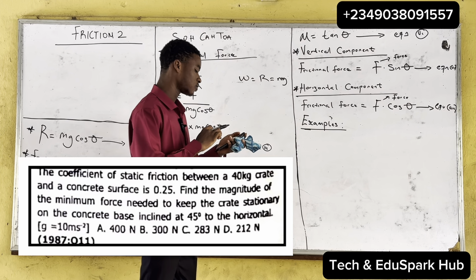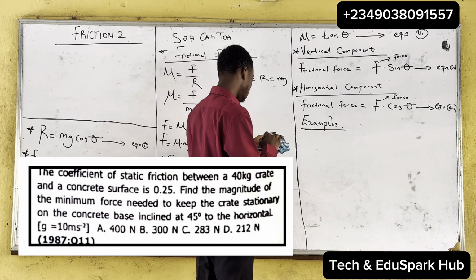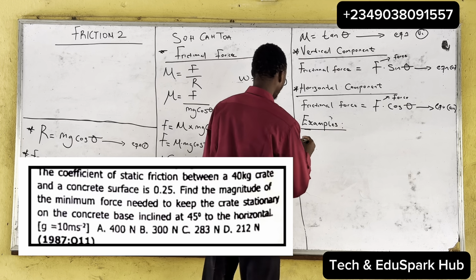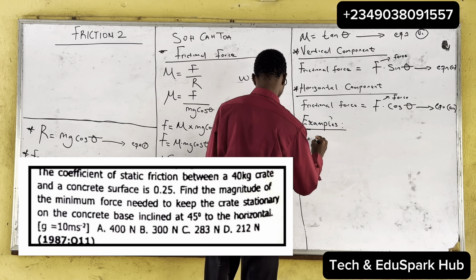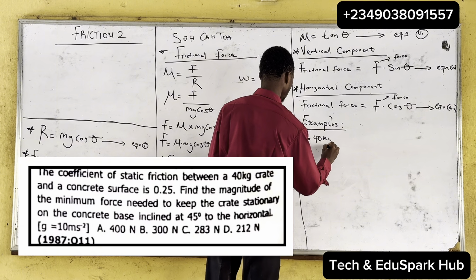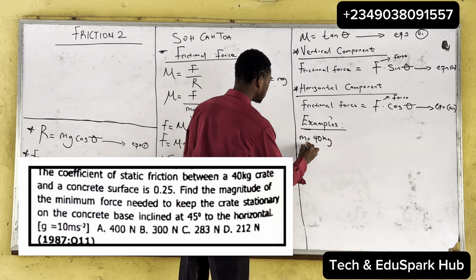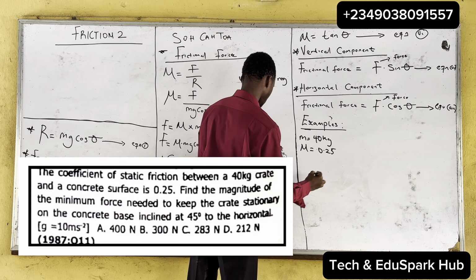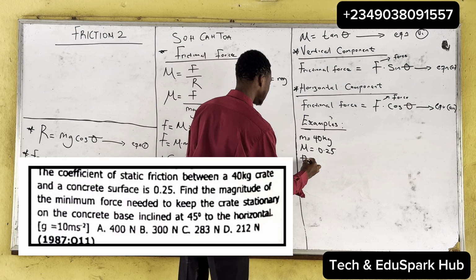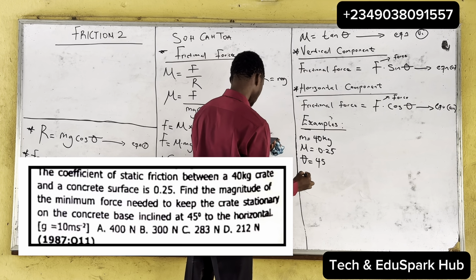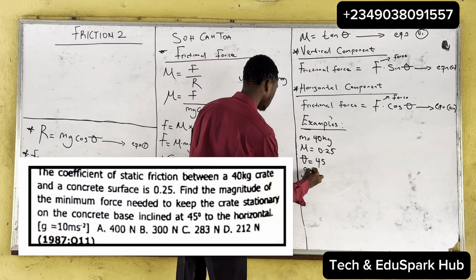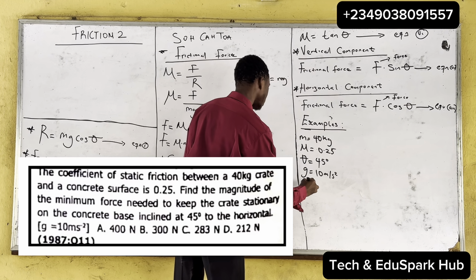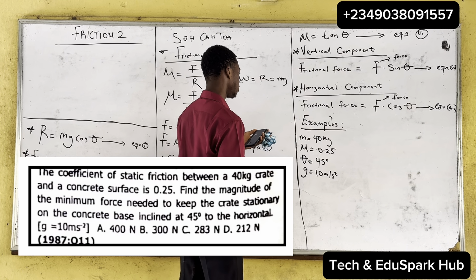So in this kind of question, they are asking us to calculate the minimum force to keep it stationary or balanced. So in our given parameters, we are given the mass to be equal to 40 kg, and we're given the coefficient of static friction, which is mu, to be equal to 0.25. And we're also given the angle, theta, to be equal to 45 degrees. And lastly, we're given g to be equal to 10. So they're asking us to calculate the minimum force to keep it stationary or keep it balanced.